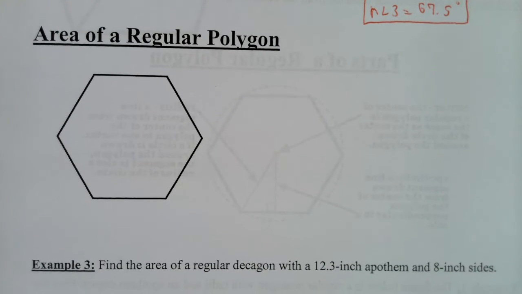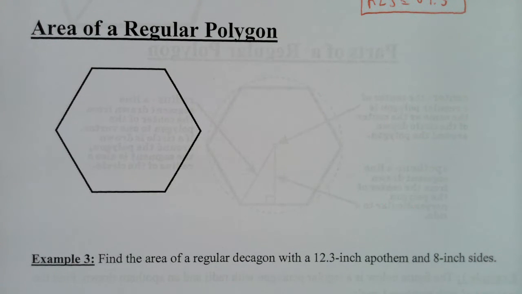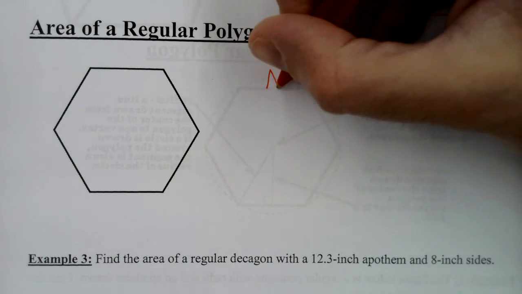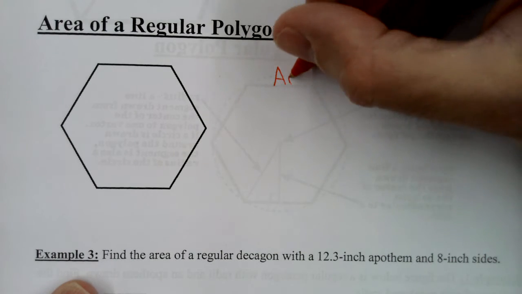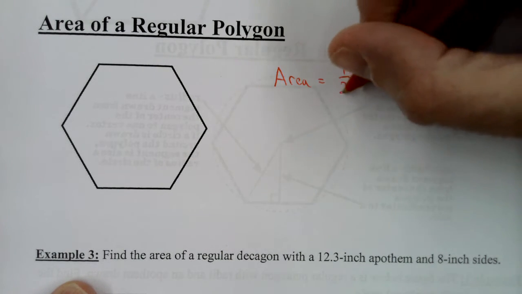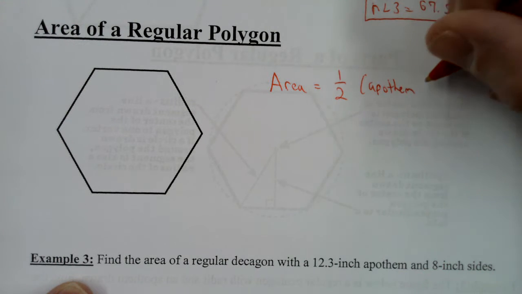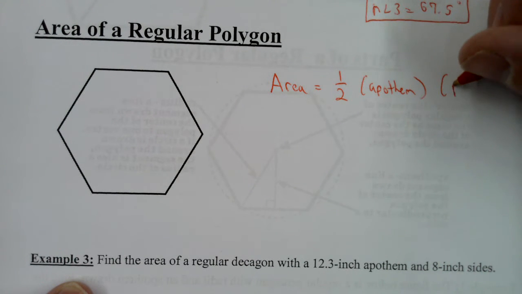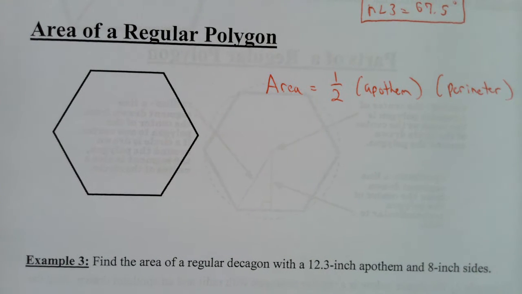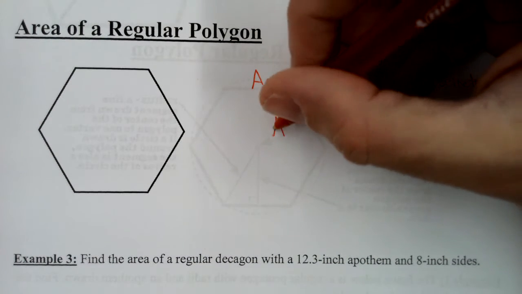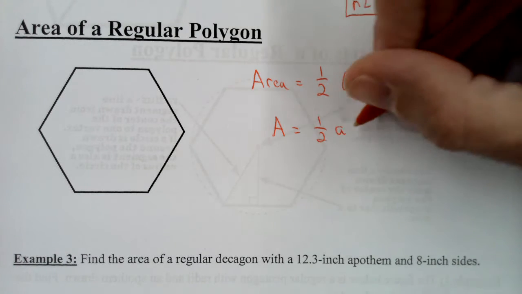Now we're going to do the formula for the area of a regular polygon. For any regular polygon, here is the area. Area equals 1/2 times the apothem times the perimeter. If you want to abbreviate that, I'll use capital A for area, 1/2 times the apothem times the perimeter.